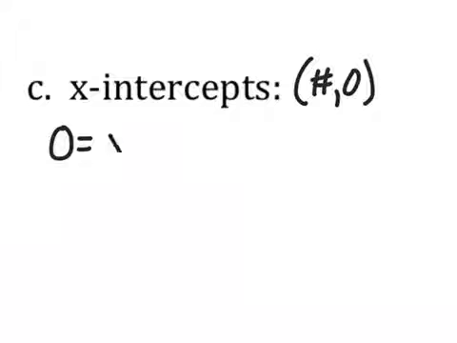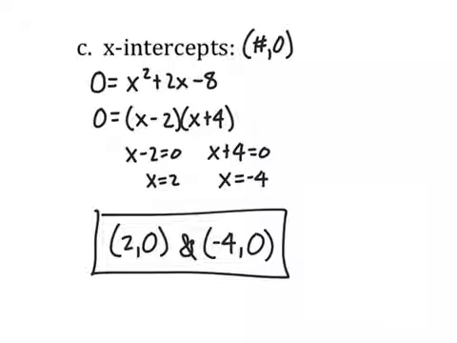So our setup should look like this. Go ahead and factor that and solve for your x-intercepts. And then don't forget to write them as ordered pairs. So hopefully you got 2, 0 and negative 4, 0.